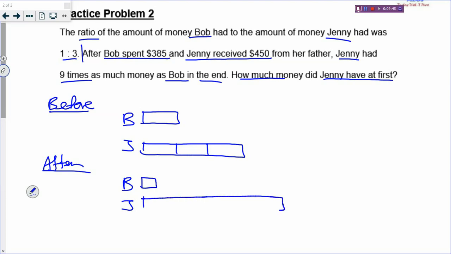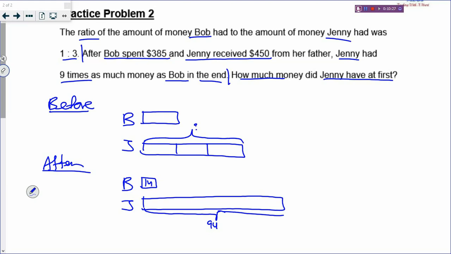So Jenny will now have a longer rectangle, and now Jenny had 9 times. Okay, like what I said, I do not want to put anything in the boxes. I want to have a clean model, so that in case you want to write something in the boxes, you don't have to erase. So Bob has 1 unit in the end, right? So Jenny has 9 times and Bob has 1 time. So how much money did Jenny have at first? So your question mark will be how much money did Jenny have at first, which is over here.